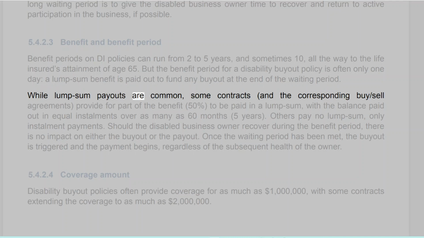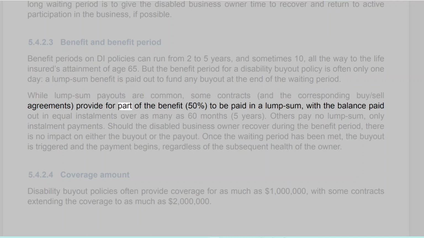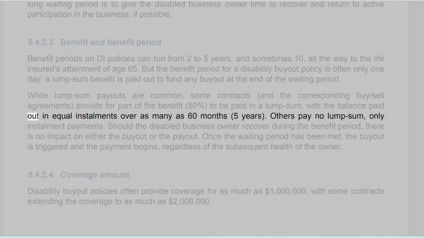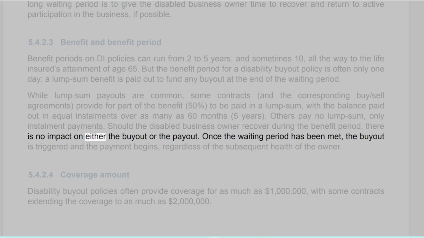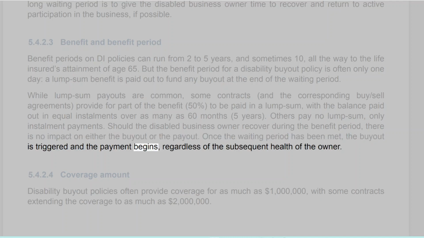While lump sum payouts are common, some contracts and the corresponding buy-sell agreements provide for part of the benefit, 50%, to be paid in a lump sum, with the balance paid out in equal installments over as many as 60 months, 5 years. Others pay no lump sum, only installment payments. Should the disabled business owner recover during the benefit period, there is no impact on either the buyout or the payout. Once the waiting period has been met, the buyout is triggered and the payment begins, regardless of the subsequent health of the owner.